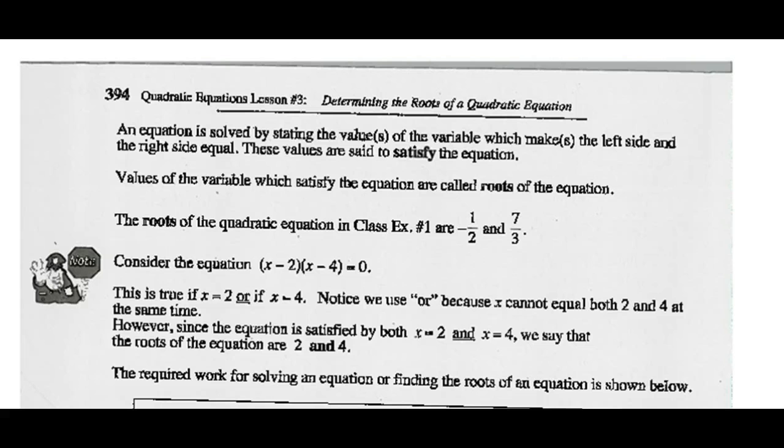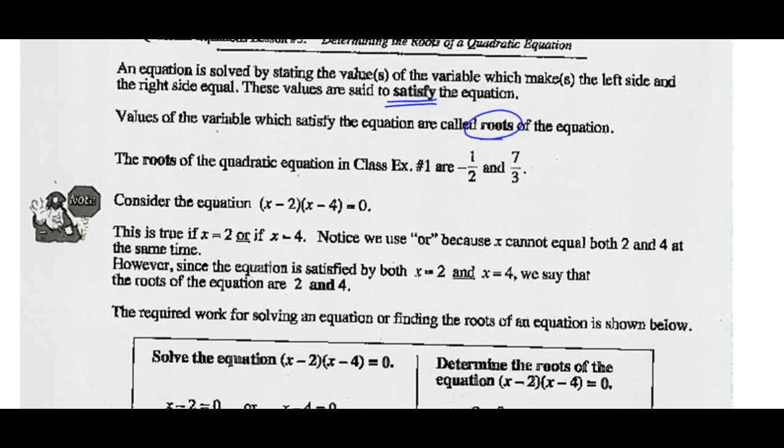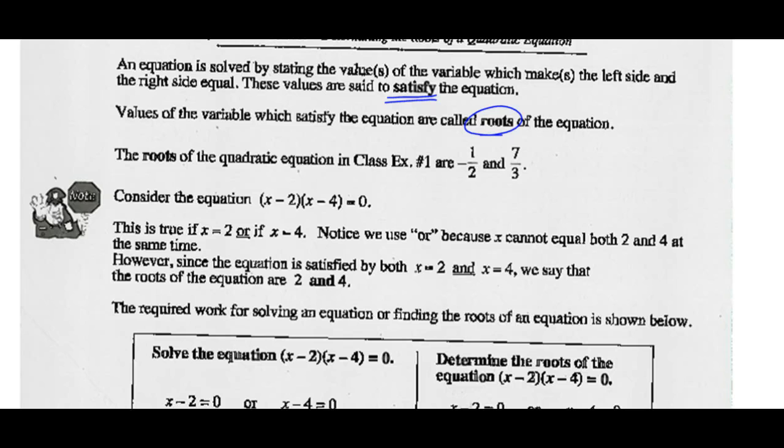An equation is solved by stating the value or values for the variable which make the left side and the right side equal. These values are said to satisfy the equation. Values of the variable which satisfy the equation are called the roots of the equation. The roots of the quadratic equation in the last example are negative 1/2 and positive 7/3.